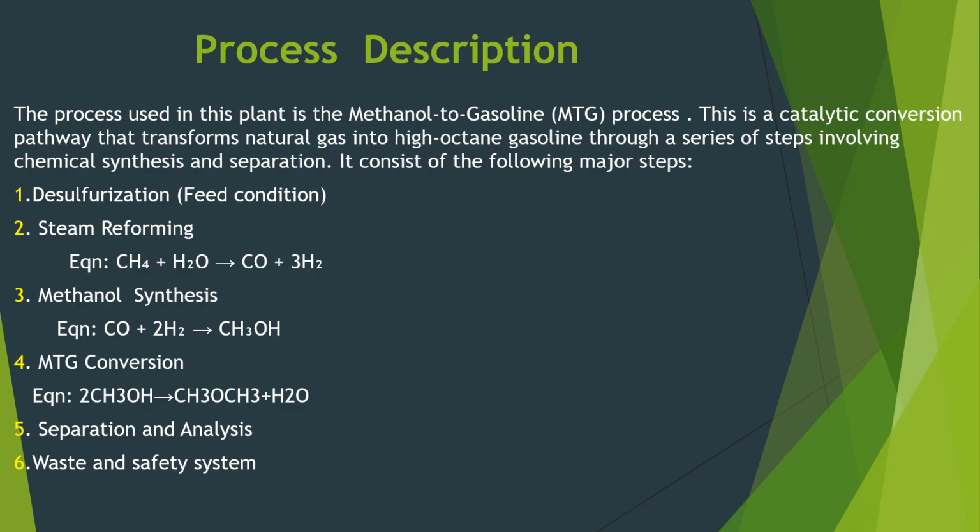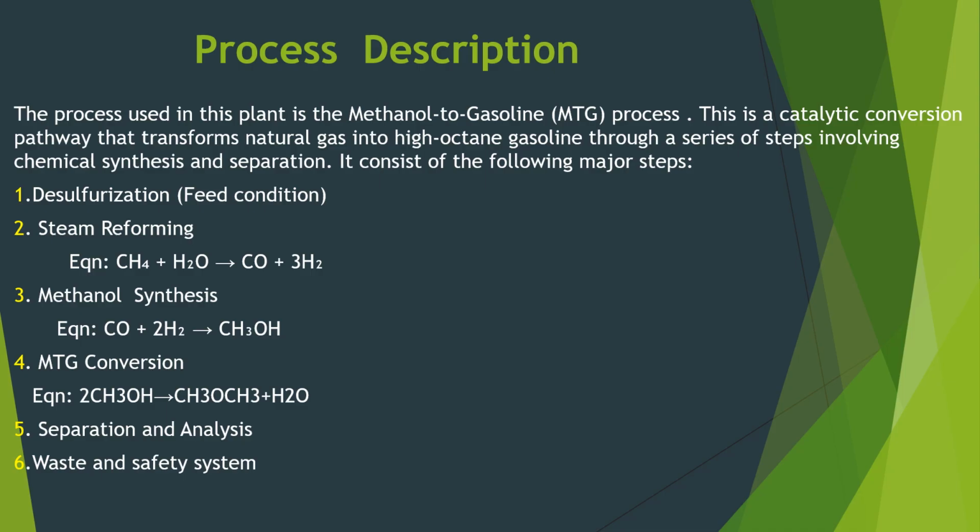2. Steam reforming. Methane reacts with steam at high temperature, between 700 to 1000 degrees Celsius, over a nickel-based catalyst to form synthesis gas, that is carbon monoxide and hydrogen gas. This is the chemical equation for that process. 3. Methanol synthesis. Synthesis gas or syngas is compressed and passed over a copper-based catalyst to produce methanol. That's the equation for that process as well.